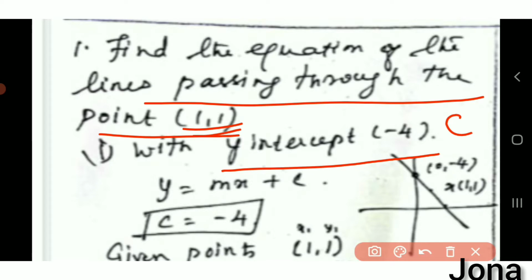When a point and y-intercept is given, the equation for a straight line is y equal to mx plus c. We learnt already in 9th standard itself. Y equal to mx plus c. Here c is given in the problem itself, that is minus 4. And the point given is (1, 1), that is nothing but x1, y1.